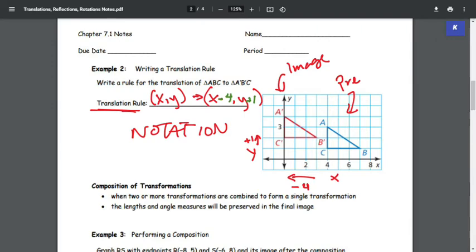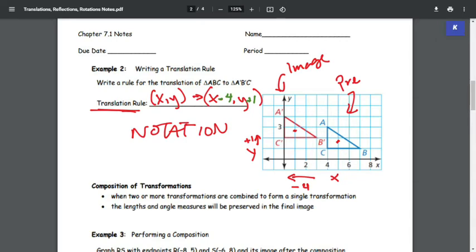Okay, so this is the answer that I got, x minus 4, y plus 1. So with this kind of problem, it's very important to identify which one is your pre-image and which one is your image. Obviously, my pre-image is going to be this blue triangle, ABC, because I don't see any primes on it. And then with the primes, that is going to be our image. So I started right here at this triangle and then went over to this one.